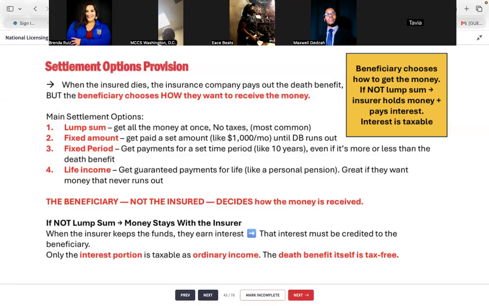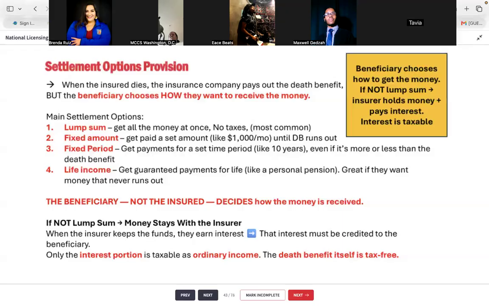You'll get paid for the rest of your life, no matter what, no matter how long you live, you will get paid for the rest of your life. Okay, now this one is cool because the insurance company just turns this into an annuity. They're going to pay you forever. So the beneficiary will decide. You will decide how the money is going to be received.